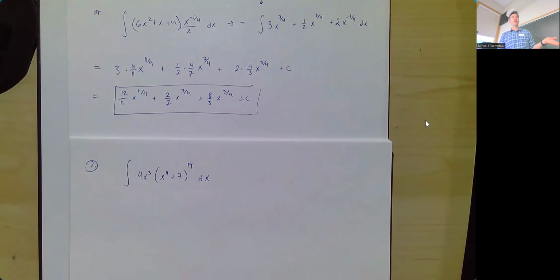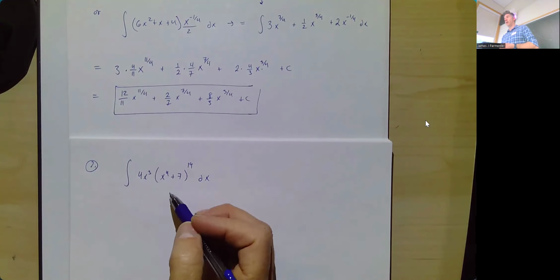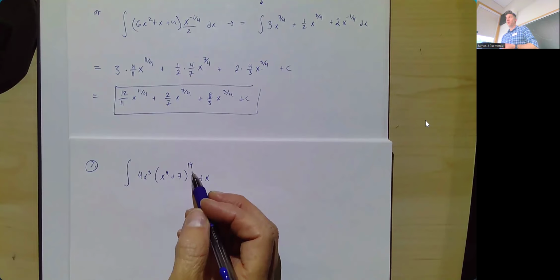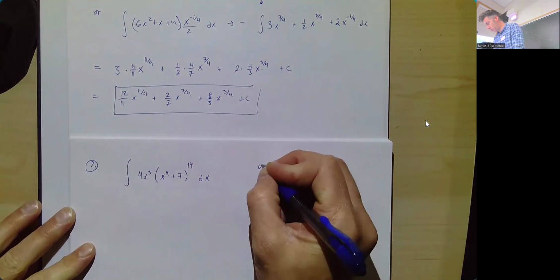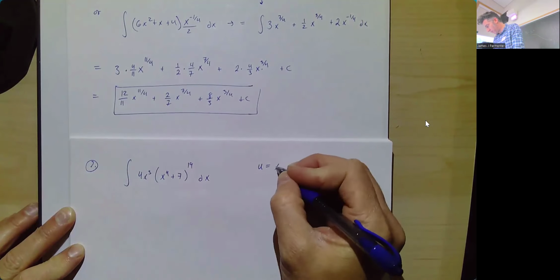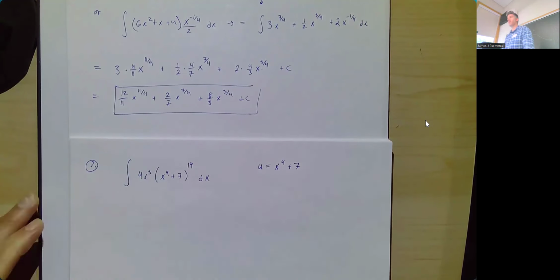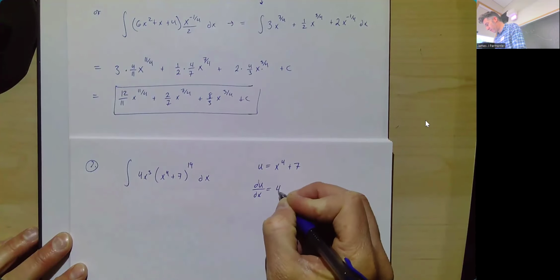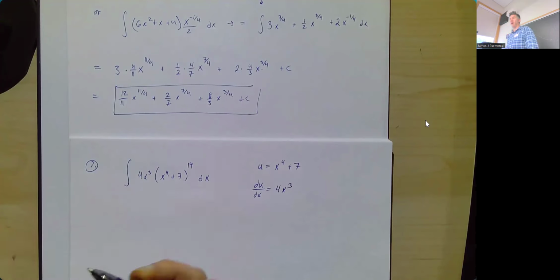The first clue is that you've got something inside another function. You've got some stuff raised to the 19th power. That's a good clue that our u should be, I feel like I'm talking about Blue's Clues here, x to the 4th plus 7. And the other convincing piece of evidence is that the derivative of that is also in our integral. The derivative of u with respect to x is 4x cubed, which we exactly have in our integral.